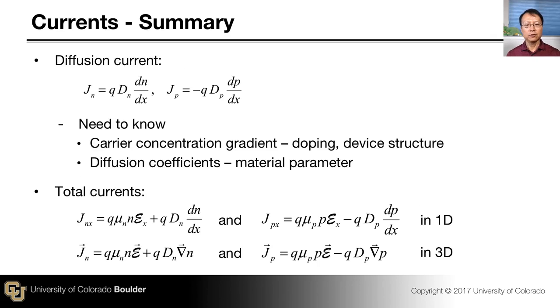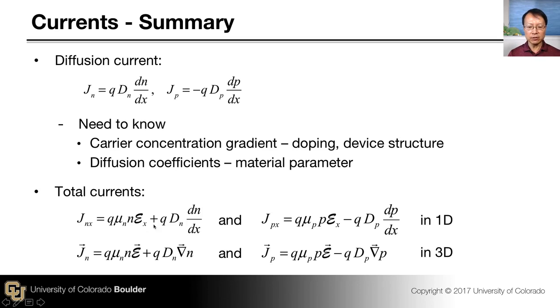And the diffusion current is given by this equation here. It's proportional to the carrier concentration gradient, not the carrier concentration itself. And the proportionality constant is the diffusion coefficient. And the diffusion coefficient characterizes how fast these carriers are moving for a given concentration gradient. So the total current is then given by the sum of the drift and diffusion.